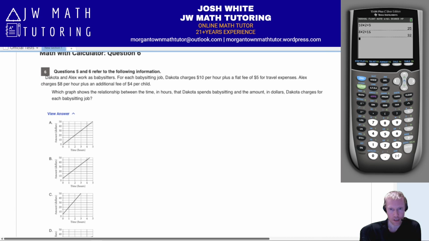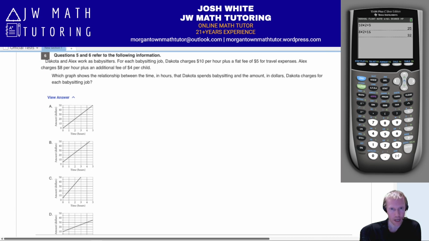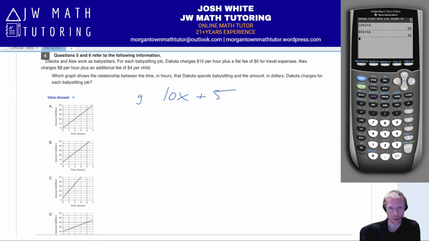Now for question 6, again, it's the same situation, but here we have some graphs. And they're basically asking which graph shows Dakota's line, if you're going to write it out as a linear relationship. So we already said it was 10x plus 5, so you think about it. Basically, we're saying which of these graphs is equal to y equals 10x plus 5. So notice the y-intercept is 5. A is out. D is out because it doesn't start at 5, it starts at 10. So now we're down to B and C.